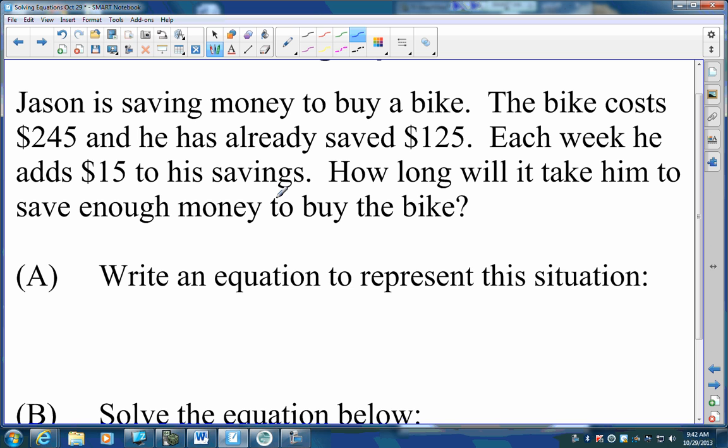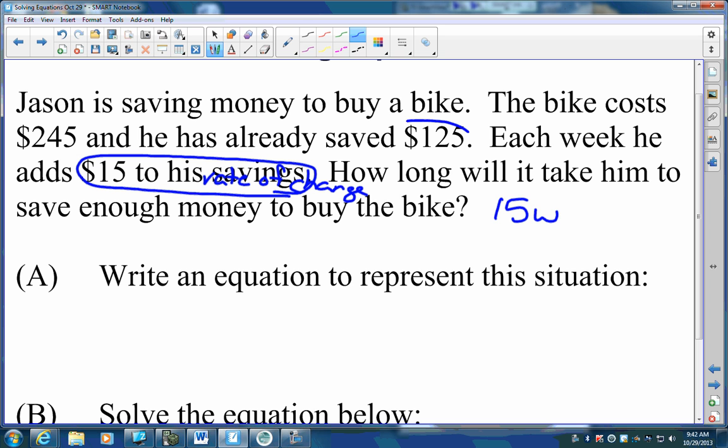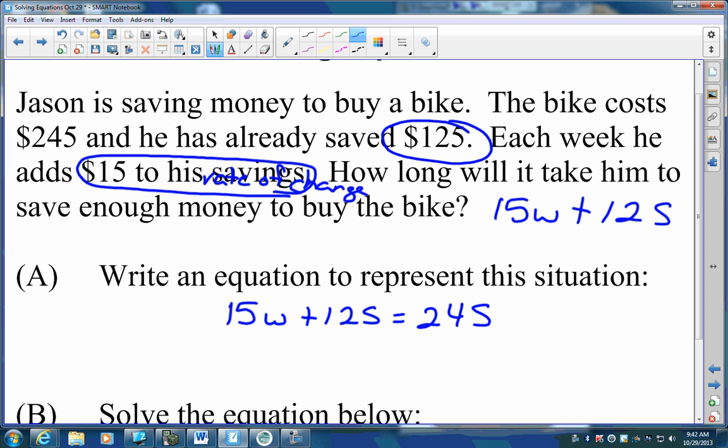Well, first off, he's adding $15 each week. This is going to be my rate of change. It's $15 each week. He already has 125. That's my constant. That's my y-intercept. So now to set up my equation, I would have 15w plus 125 equals 245 is what he's trying to save.